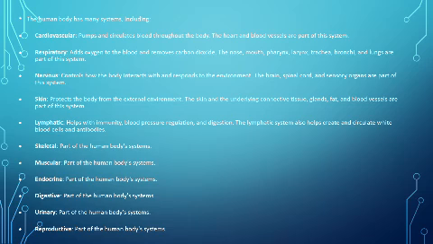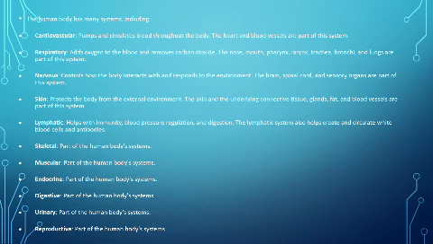So coming to the cardiovascular system, its main action is to pump and circulate the blood throughout the body. The heart and blood vessels are the parts of the system. Coming to the respiratory system, it adds oxygen to the blood and removes carbon dioxide when we breathe in and when we breathe out. The nose, mouth, pharynx, larynx, trachea, bronchi and lungs are the parts of the system.